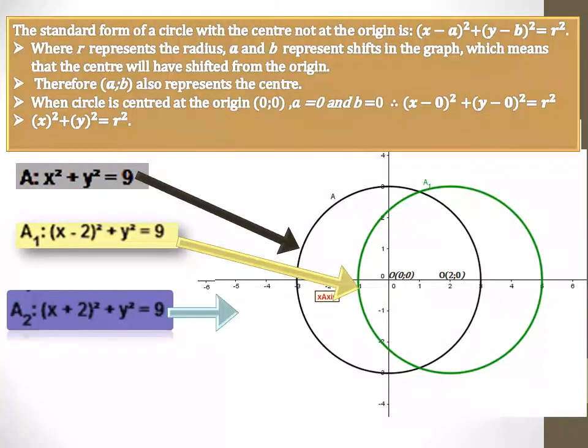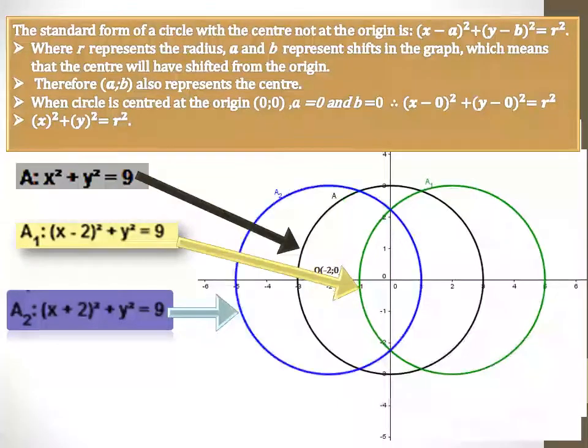Now let's look at another equation, (x + 2)² + y² = 9. So our a is minus 2. Since the original equation is x minus a, for (x - 2) our a is 2, and for y² our b is 0. So let's look at the graph. The graph has shifted to the left, to the negative side, by 2 units. So the new center is (-2, 0), and the center for (x - 2)² + y² = 9 is (2, 0).